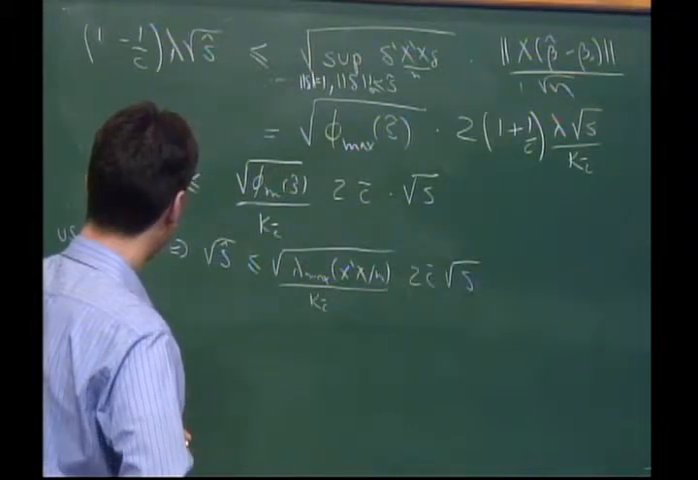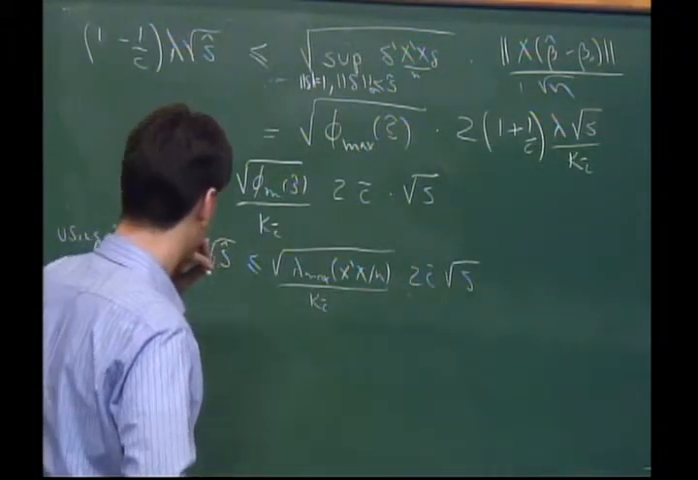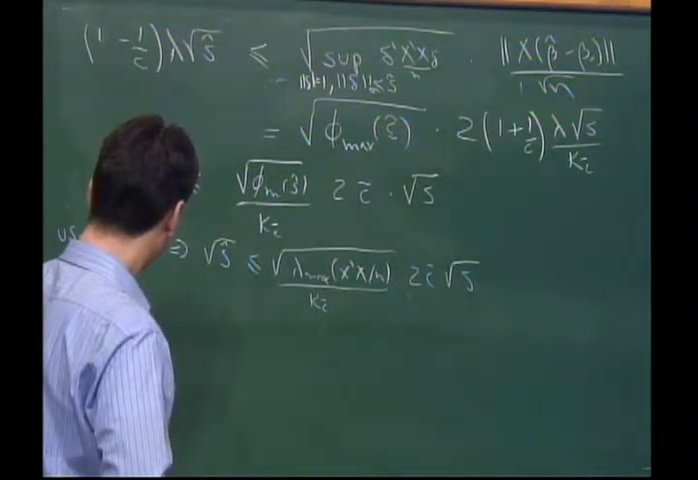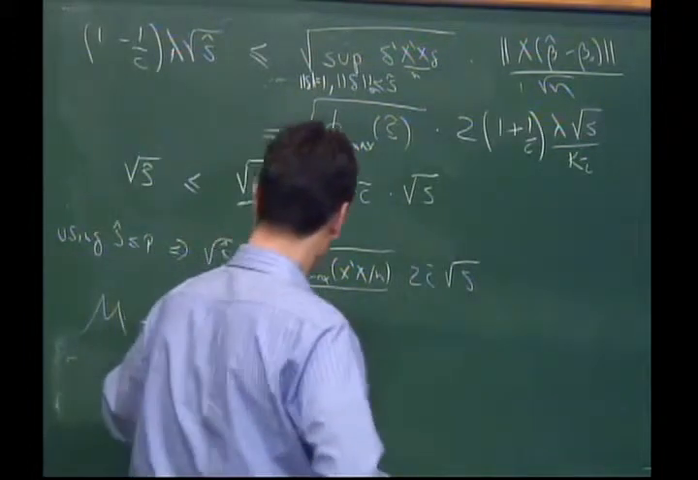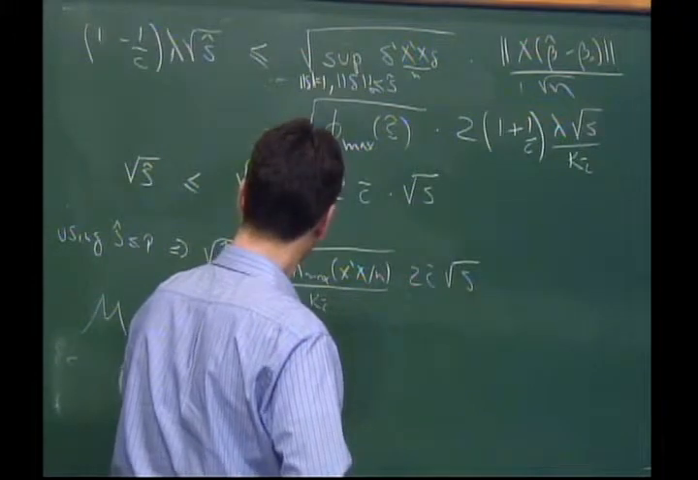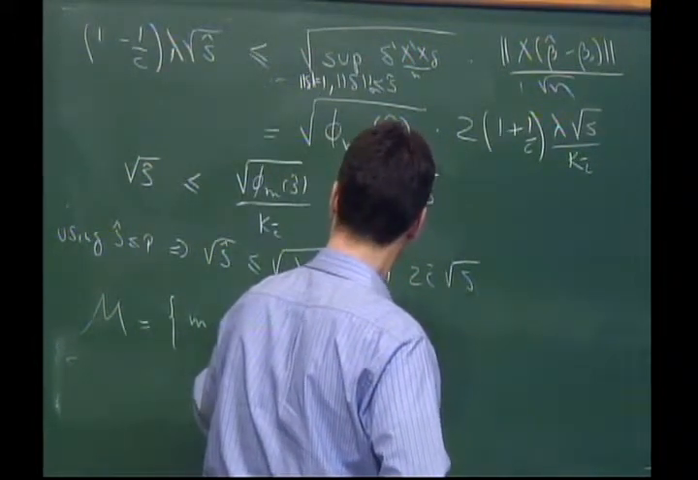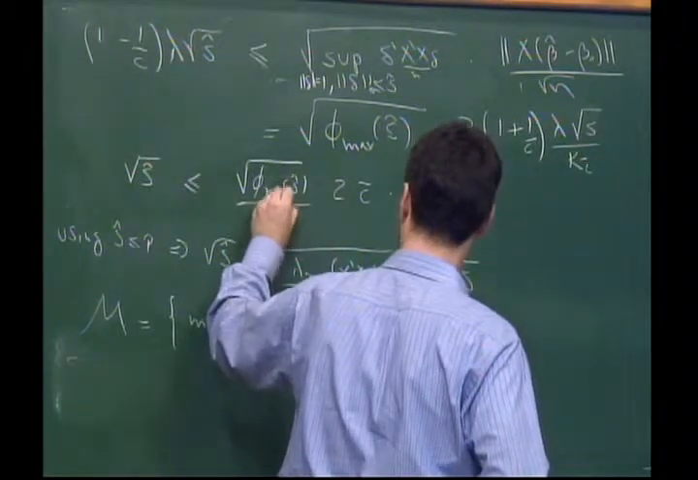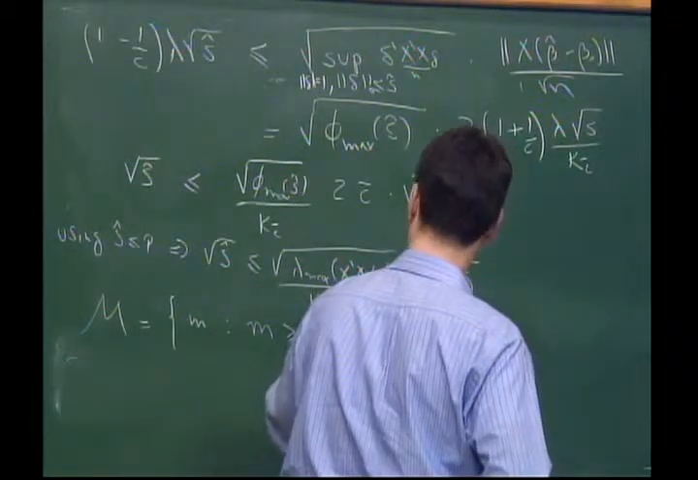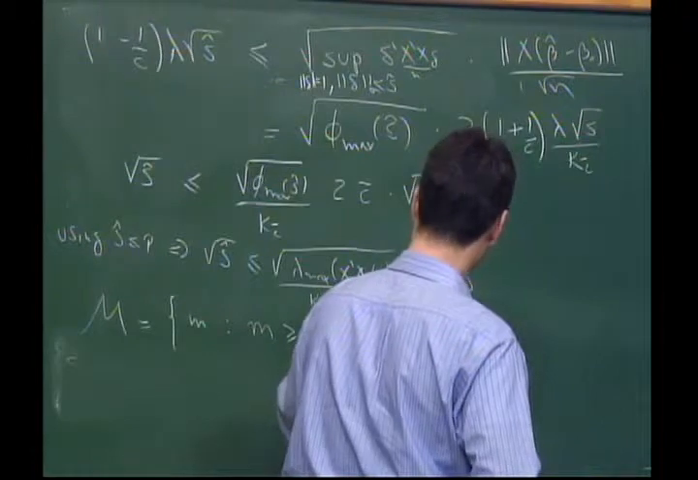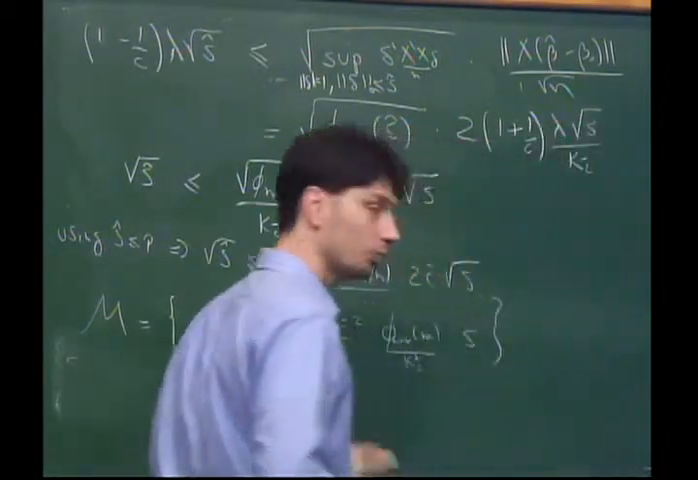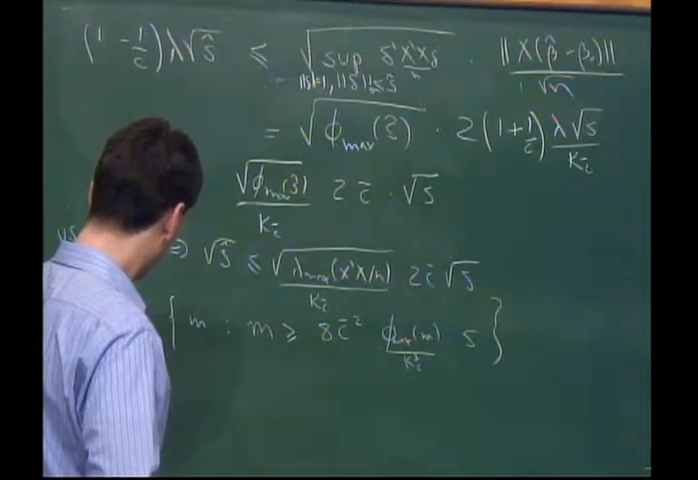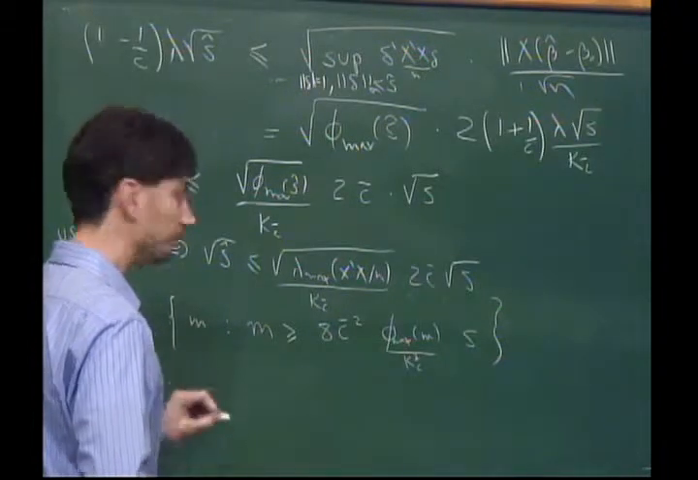Another way to proceed is to say, okay, so we have that. And so the argument now goes: let's define a set M of integers M such that M is bigger than 8 C bar squared phi max of M over kappa C bar squared times S. So take all indices there. And suppose S hat belongs to M for now.